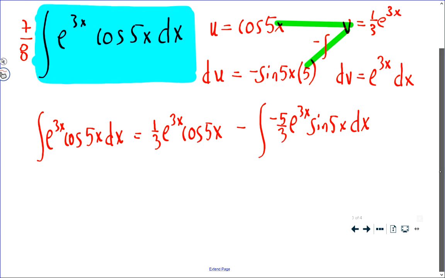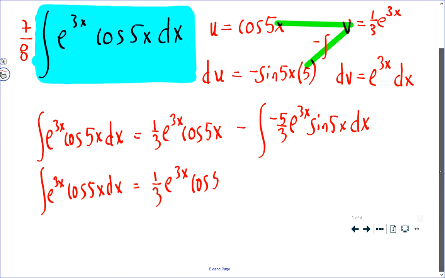sum. That's going to give me the integral of e to the 3x cos 5x dx equals 1/3 multiplied by e to the 3x multiplied by cosine of 5x plus the integral of 5/3 e to the 3x sine 5x dx.